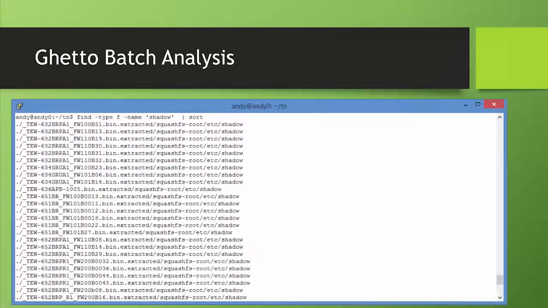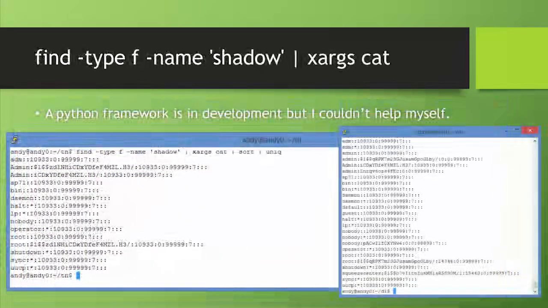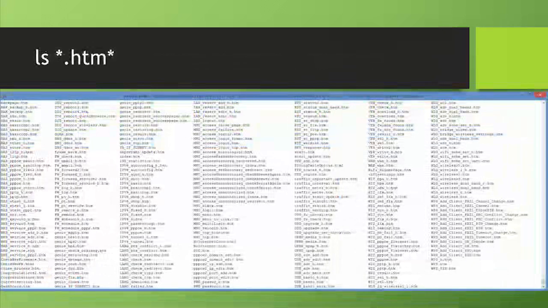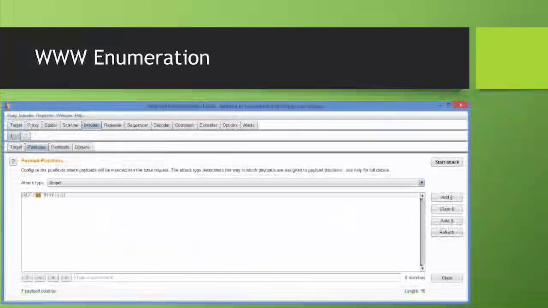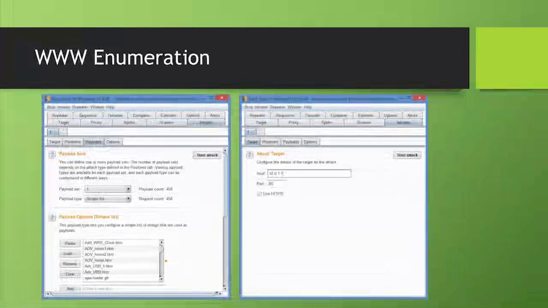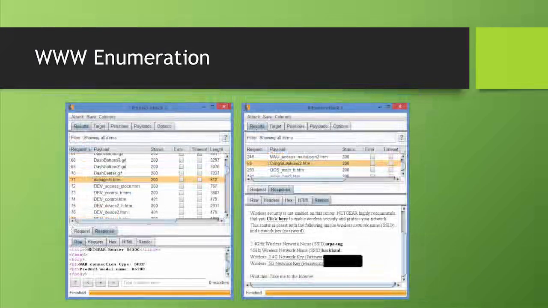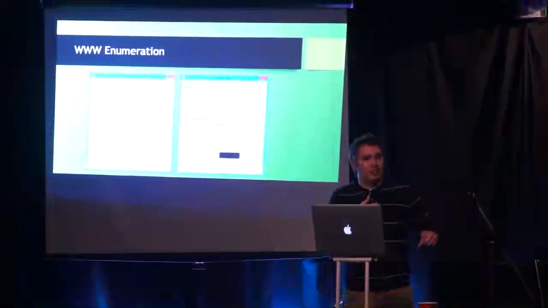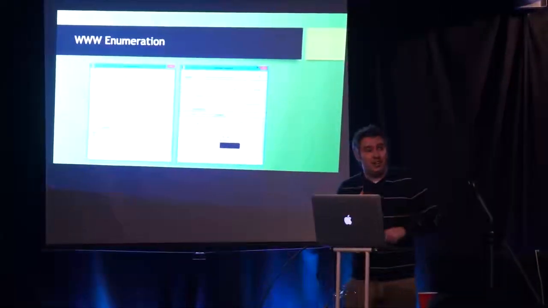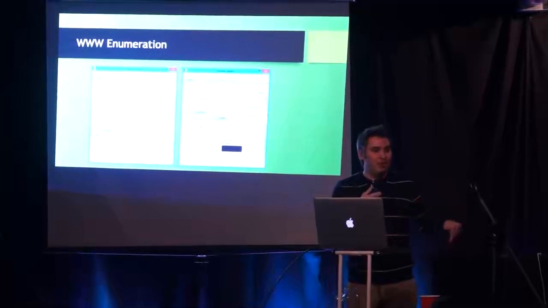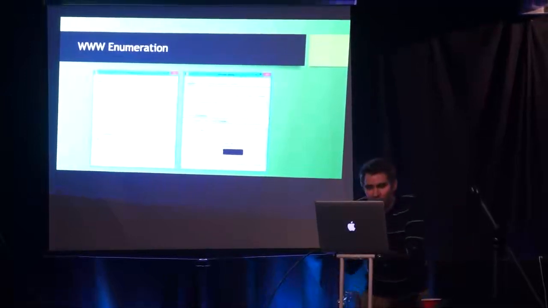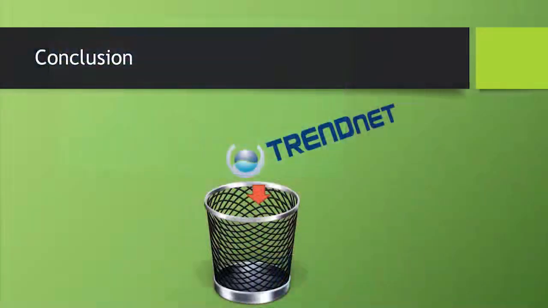There's a shadow file, and there's a whole bunch of built-in accounts. I didn't have time yet to throw these against OCL Hashcat, but I'm sure they're crackable. Here's a whole bunch of HTML files, and it turns out that if I put those in Burp and do a www enumeration, on the Netgear 6300, if you request the file congratulations2.htm, you get the WPA keys for all configured network devices.